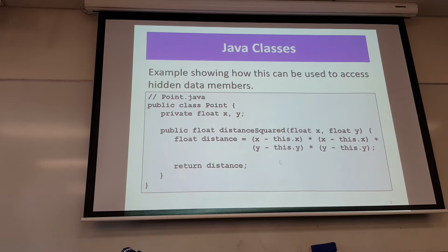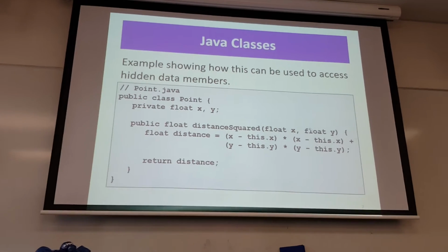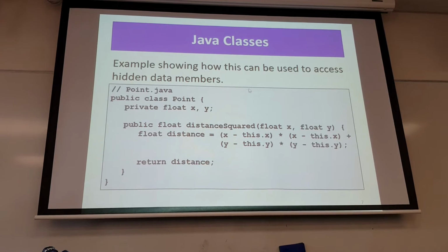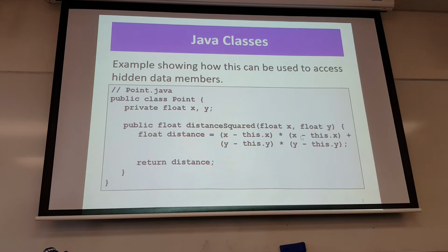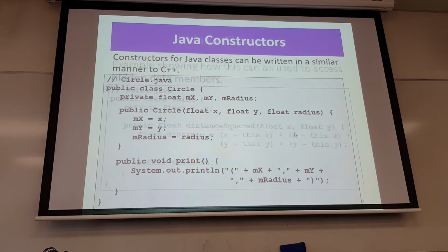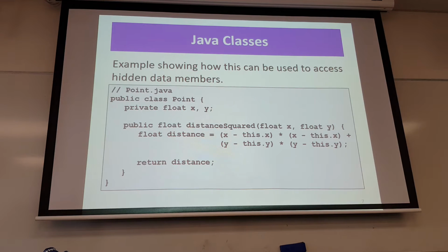So, the best way is to try to use different names for fields and parameters. But this is one place where this is used. Notice the syntax. As you can see, in this environment, in the method itself, the local parameter hides the class members.